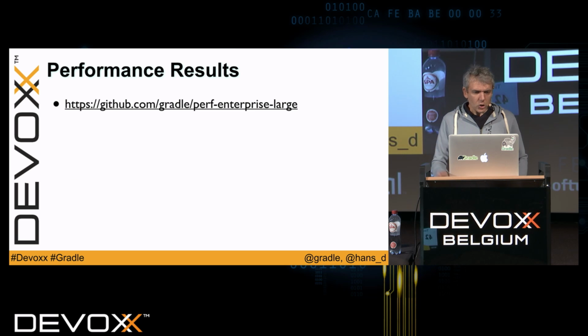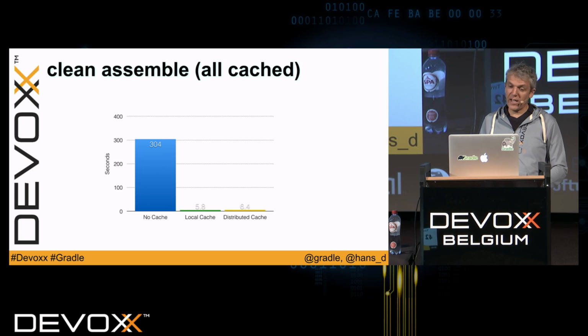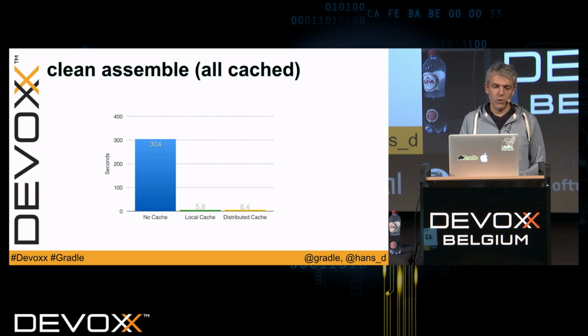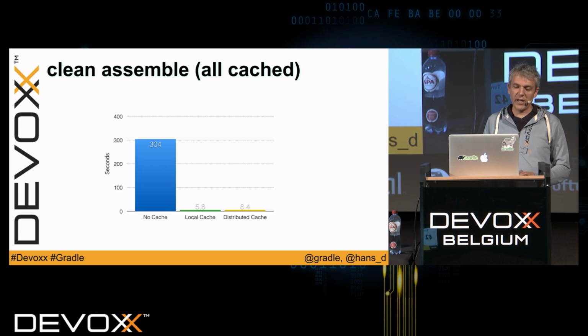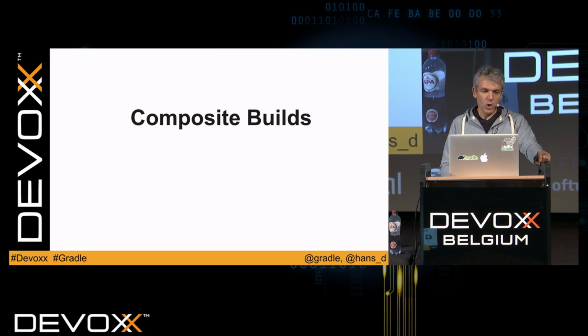So to wrap this up, we have a public performance enterprise large test project that we use for performance optimizations, right? And when you run that with a distributed cache or without a distributed cache, the effect is dramatic, pretty spectacular. 300 seconds versus a couple of seconds, and the overhead the distributed cache or the cache in general is introducing is really tiny. So I'm very much looking forward to all of you, at least those using Gradle, starting to use a distributed cache.